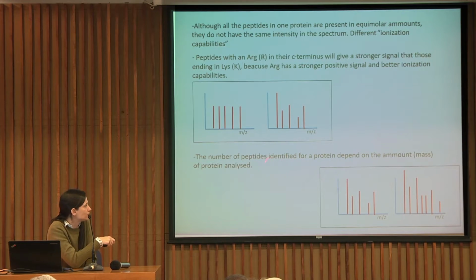And another thing is that the number of peptides identified for a protein depends on the mass of the protein you are analyzing. If I load 1 microgram of a protein, I may see these 5 peptides, but if I put twice as much, I will see a different intensity pattern, but I'll see that all the peaks are higher, and that I get new peaks that correspond to peptides that were below the detection threshold at this level, but now they can be detected.